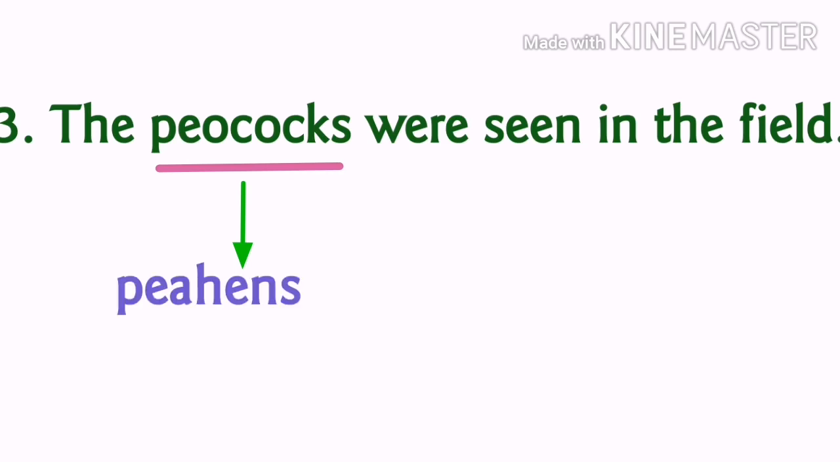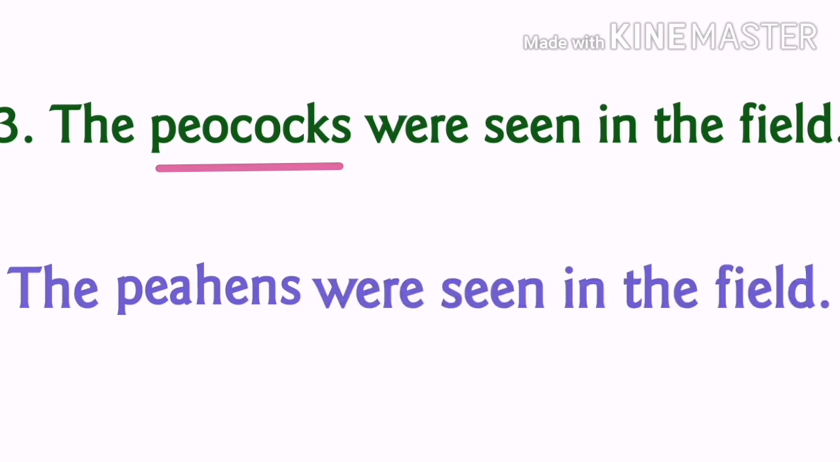See the next one. The peacocks were seen in the field. Here which word is underlined? Peacocks. What is the opposite gender of peacocks? It is peahens. So the sentence will be like this. The peahens were seen in the field. Peacock is masculine gender, which means it is male, and peahen is feminine gender, which means female.